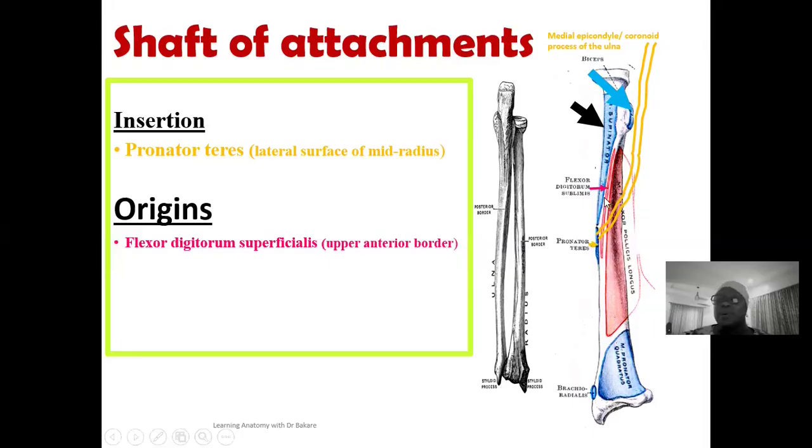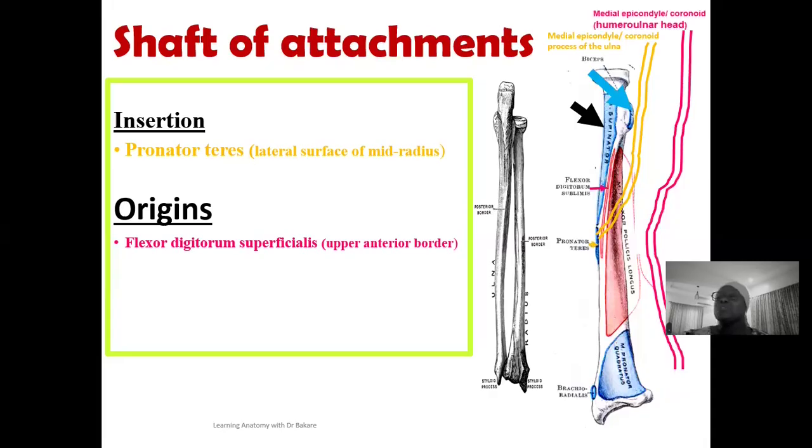So this is the anterior border here, and of course the upper region of the anterior border is where the flexor digitorum superficialis takes its point of origin from. We know that the flexor digitorum superficialis is seen to have 2 heads: the humeroulnar head and also the radial head. The humeroulnar head superiorly is seen to originate from the medial epicondyle and also the coronoid process of the ulna. After their emergence, they are seen to unite with the radial head that will originate specifically from the upper region of the anterior border of the radius. And this is what is highlighted at this point.